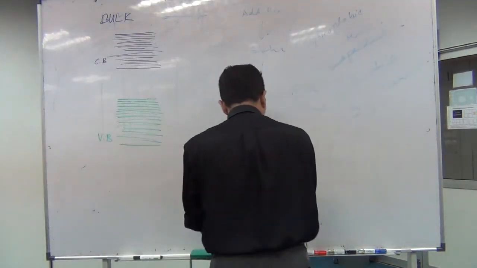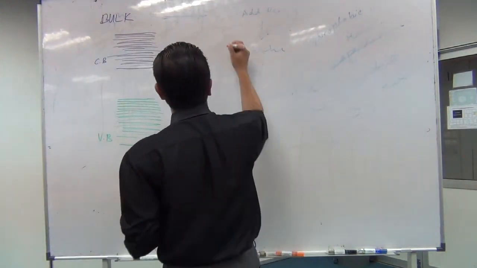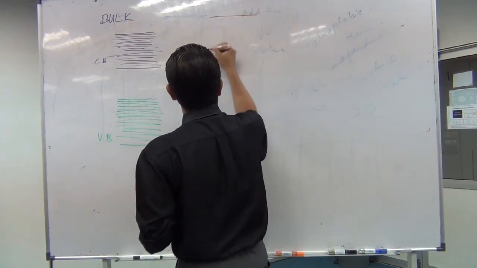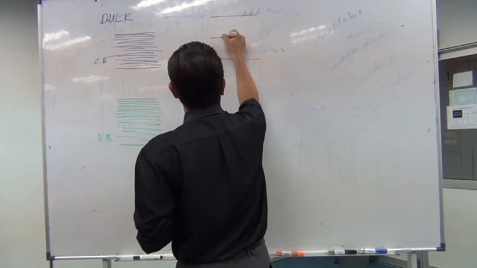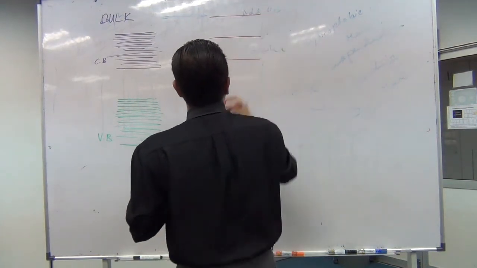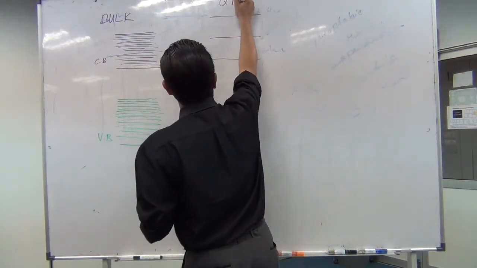Then we have the quantum dots semiconductor. Maybe like this. This is QD.